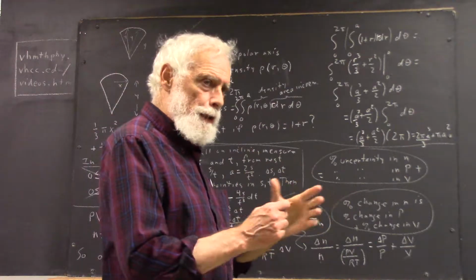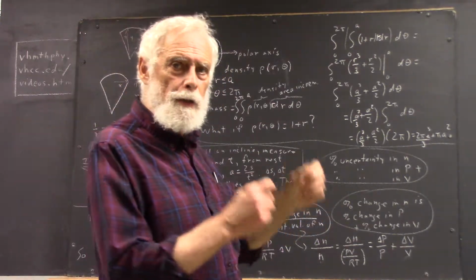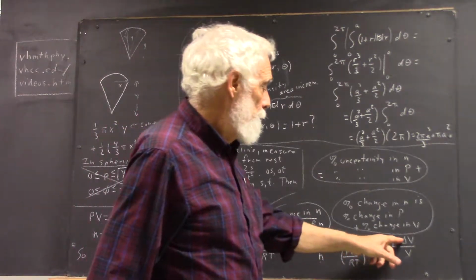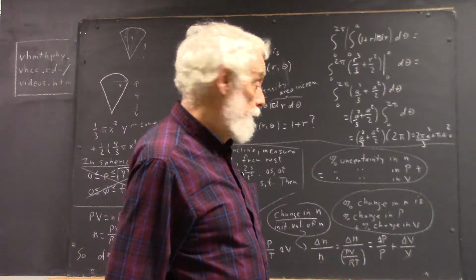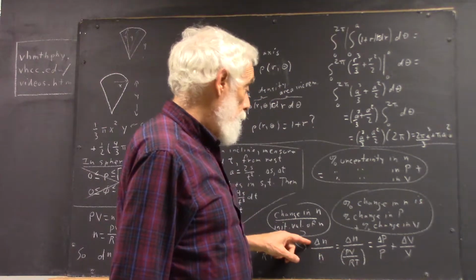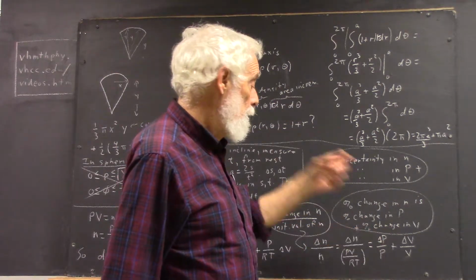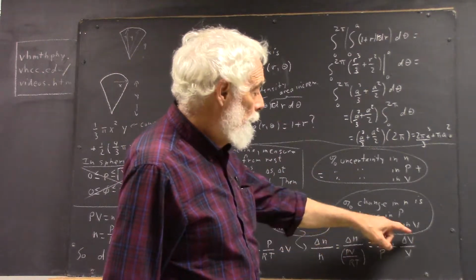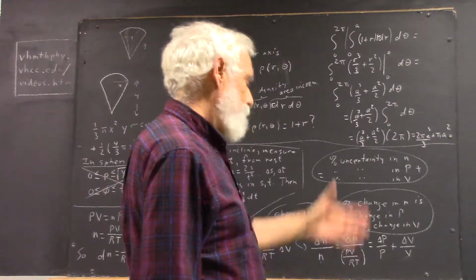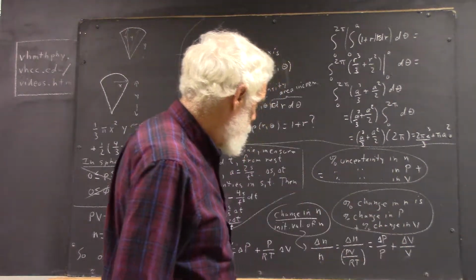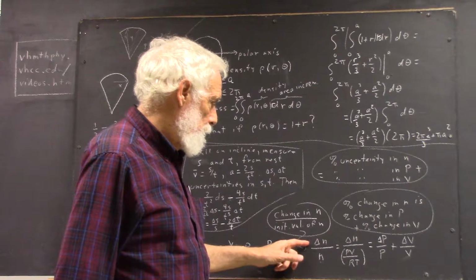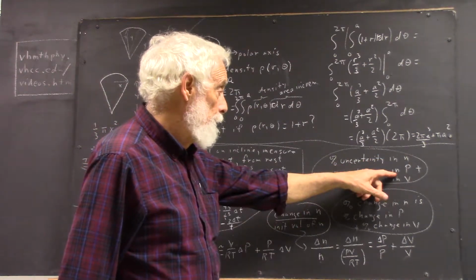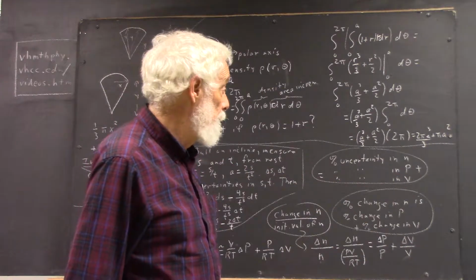And we have small uncertainties in the value of P and V, then we would express the uncertainties as delta P and delta V. And we would find that we can express the percent uncertainty in P as delta P over P. The percent uncertainty in V is delta V over V. And when we add those, we get the percent uncertainty in N. Okay? So percent uncertainty in N is percent uncertainty in P plus the percent uncertainty in V.